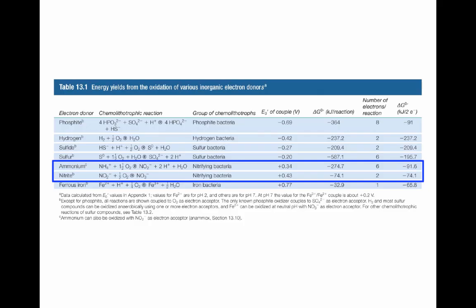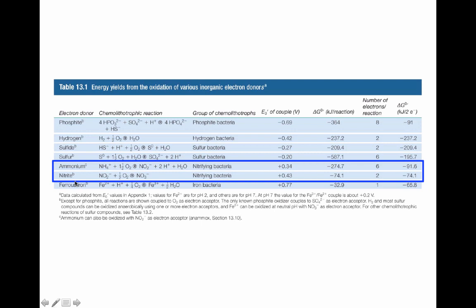In this table 13.1, what I am showing you are the energy yields from the oxidation of some of these compounds. The first one looks at the oxidation of ammonium into nitrite by nitrifying bacteria. As you can see from this table, that is going to produce about minus 274 kilojoules per reaction.